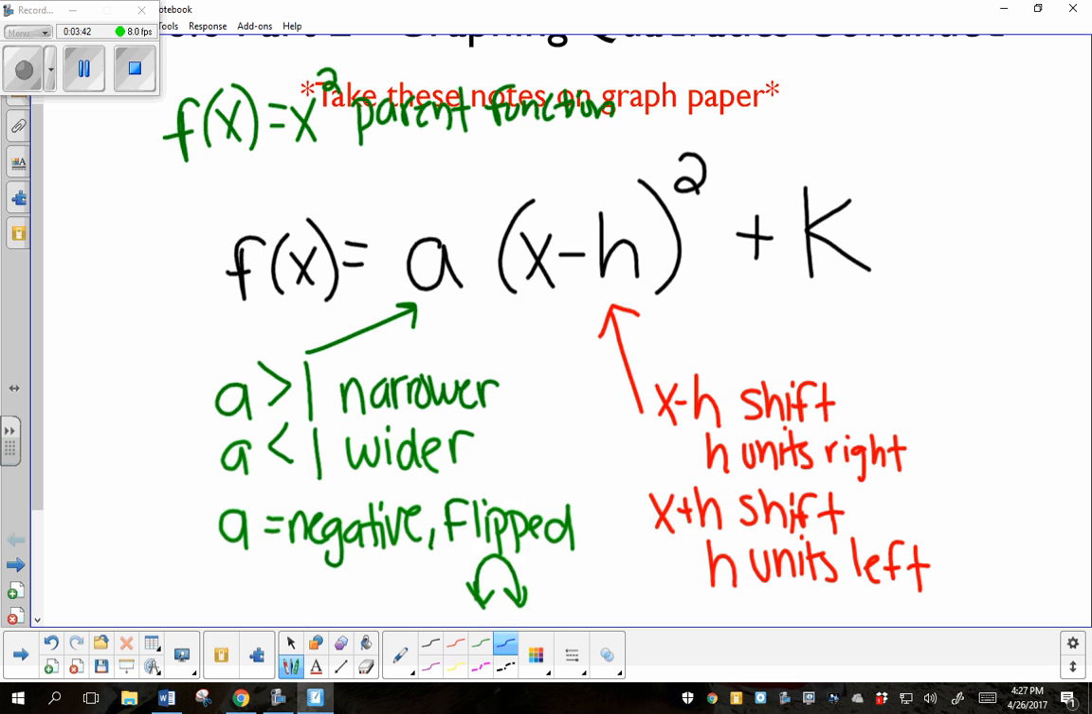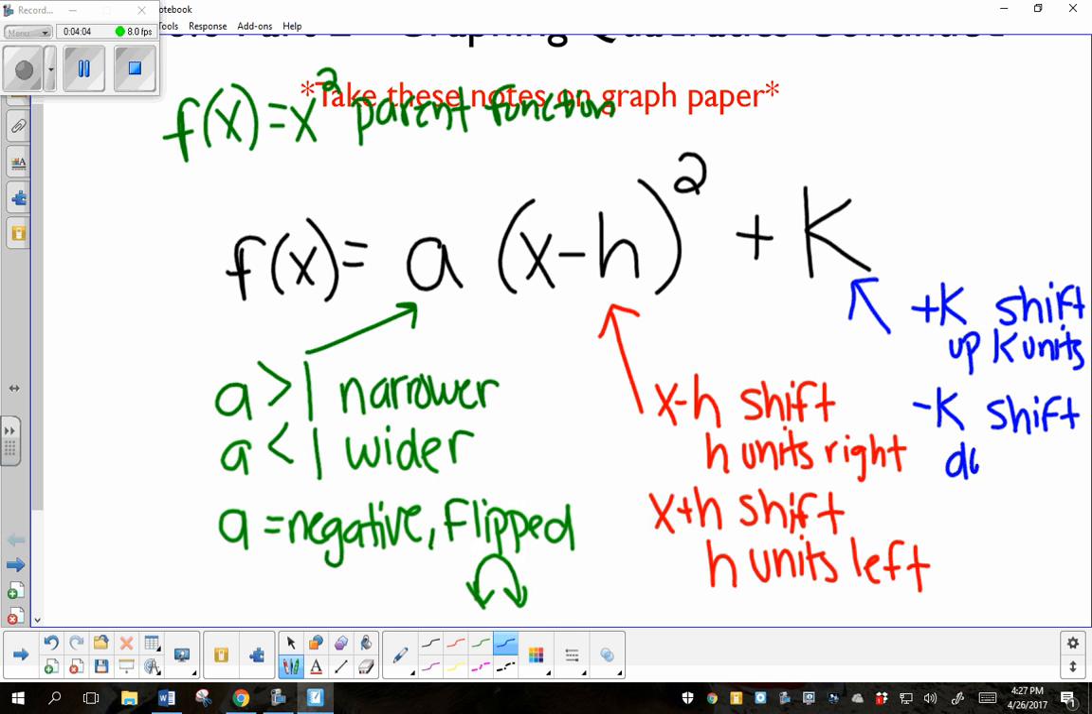And then lastly, this k on the end, if I see a plus k, it's going to shift it up k units. And if I see a minus k, it's going to shift it down k units. So it's everything that can happen. You want to remember all this. The a in front can make it narrower or wider or flip it. The part in the parentheses with the x can shift it left or right. The part added on or subtracted on the outside can shift it up or down.